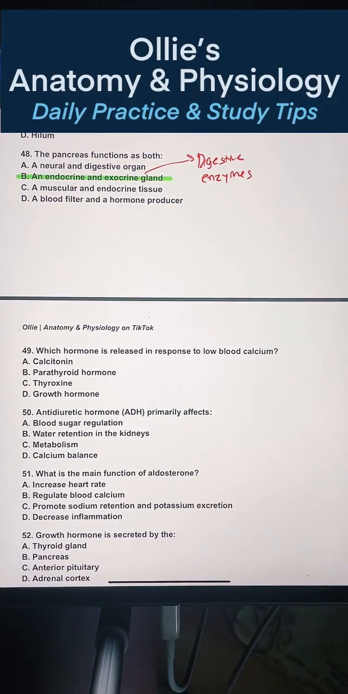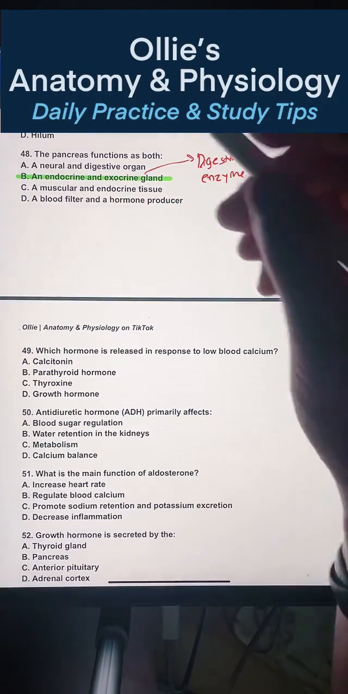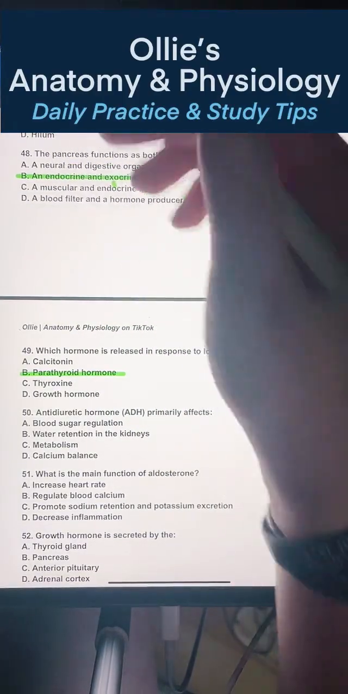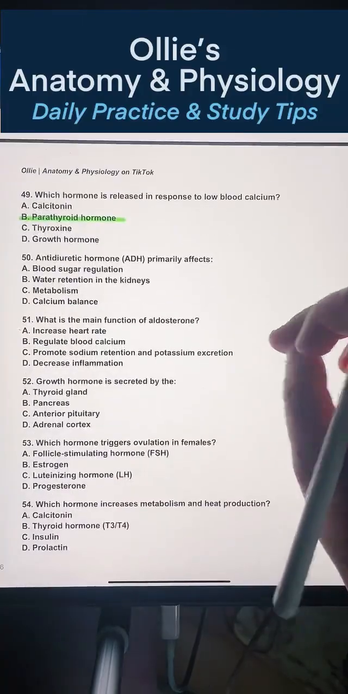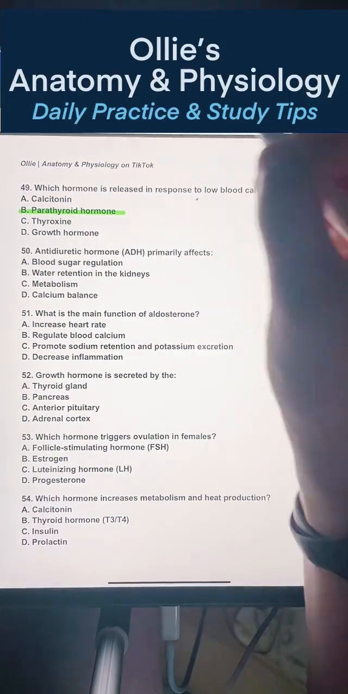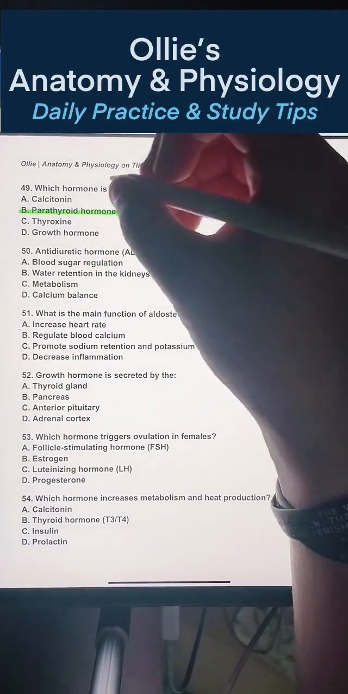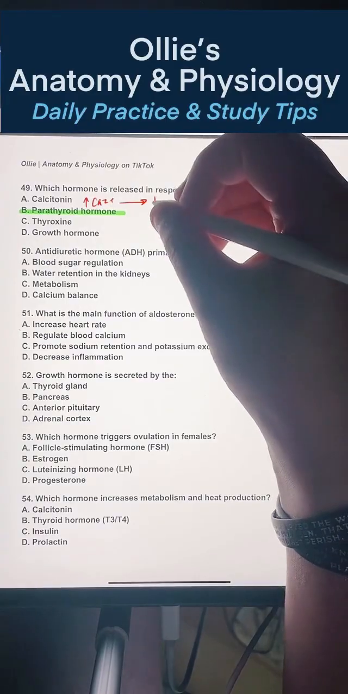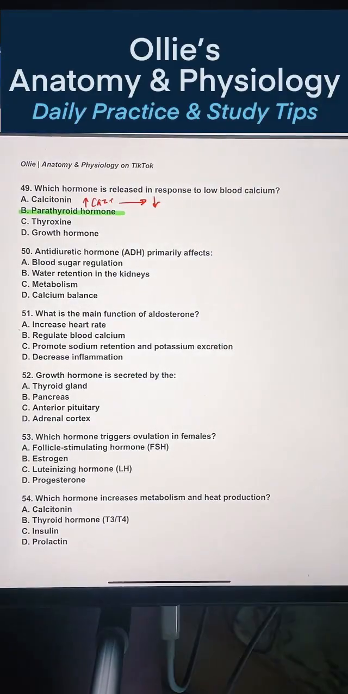But number 49, the answer is parathyroid hormone. As we mentioned, it's going to stimulate osteoclast activity and calcium reabsorption. Calcitonin is for lowering it. It's in response to high calcium levels, and then it's going to function to lower it via osteoblast activities.